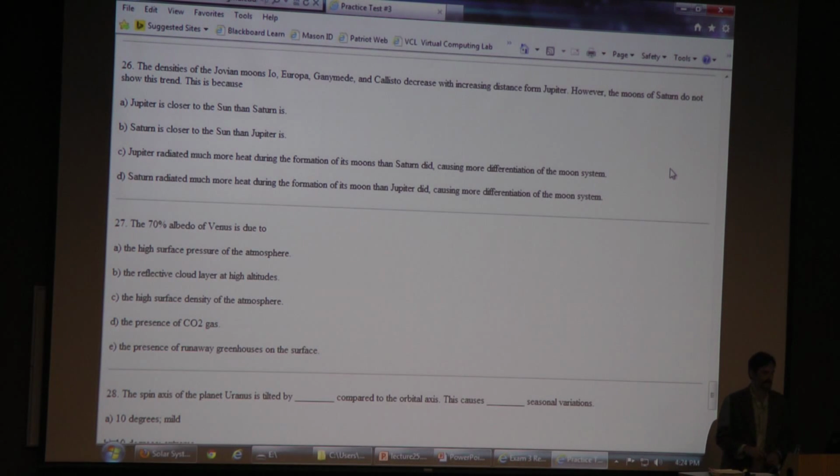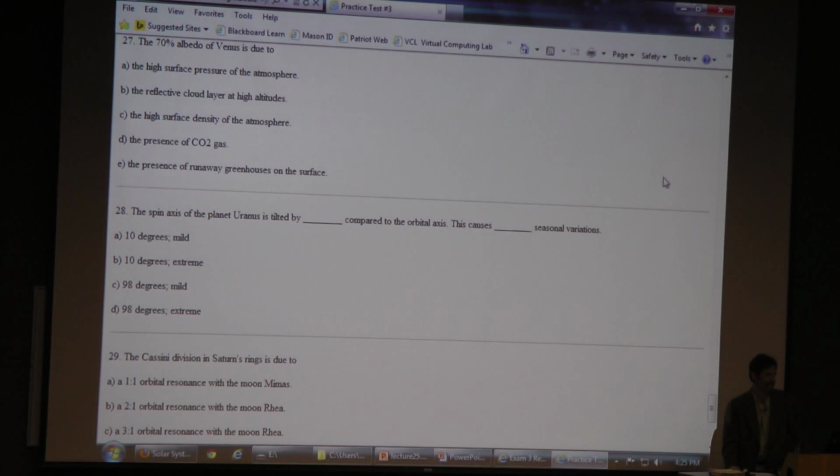The densities of the Jovian moons decrease with decreasing distance from Jupiter, but the moons of Saturn do not show this trend. This is interesting. Well, the implication of that is that Jupiter radiated a lot more heat during its formation than Saturn did. So we see more differentiation in the moon system of Jupiter than we see in the moon system of Saturn. In other words, all of Saturn's moons are pretty much icy, but the inner moons of Jupiter are quite rocky because close to Jupiter it was hotter than it was close to Saturn. And so Saturn, being cooler, was able to have icy moons, but the inner moons of Jupiter are very rocky, so we see this change in density as we move out amongst the moons of Jupiter, but not so for Saturn.